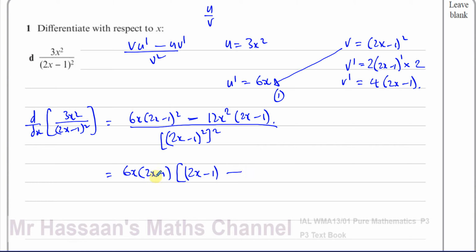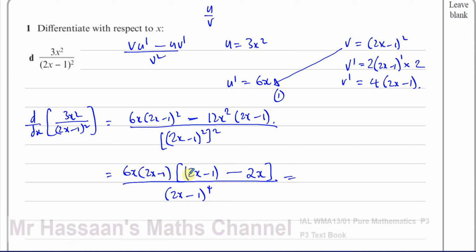Then what do I have to multiply this by to give me that? Well, I already have the 2x minus 1, but the 6 has to become a 12, so it has to be multiplied by 2. And the x has to become x squared, so it has to be multiplied by x. And there we have the factorized version of that. And in the denominator, when you raise a power to another power, you multiply the powers. So it's 2x minus 1 to the power of 4.